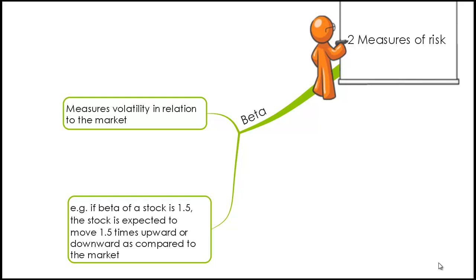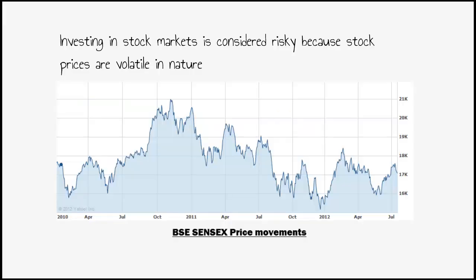In this video, we will discuss the concept of beta in detail, whereas the concept of standard deviation will be discussed in detail in the next video. As mentioned, beta basically comes from the volatility in the market. Now what you see here is a movement of Sensex right since January 2010 till July 2012. As expected, it's quite a volatile movement that we have here.